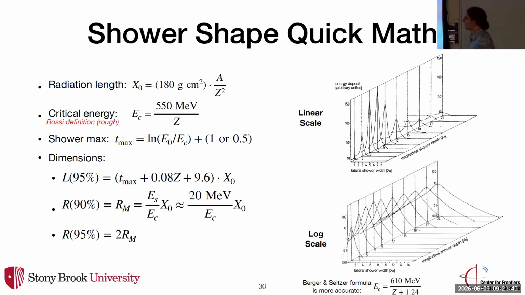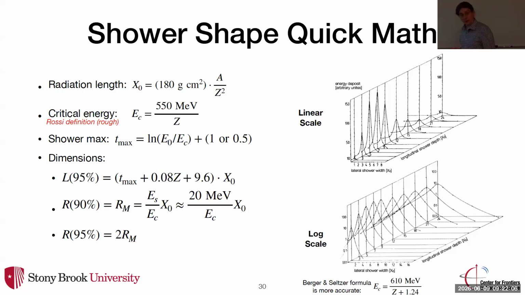There's a cheat sheet. X naught is about 180 grams per square centimeter. It's the total integrated depth that you have to pass through. And if you have a less dense material, the radiation length is longer in centimeters. Our critical energy is around 550 MeV divided by Z. And that's, again, rough. If you want the nice one, it's over here. The shower max just moves like the logarithm there.